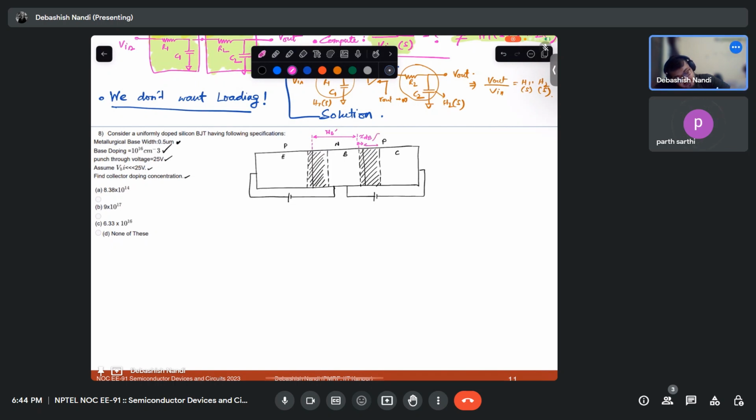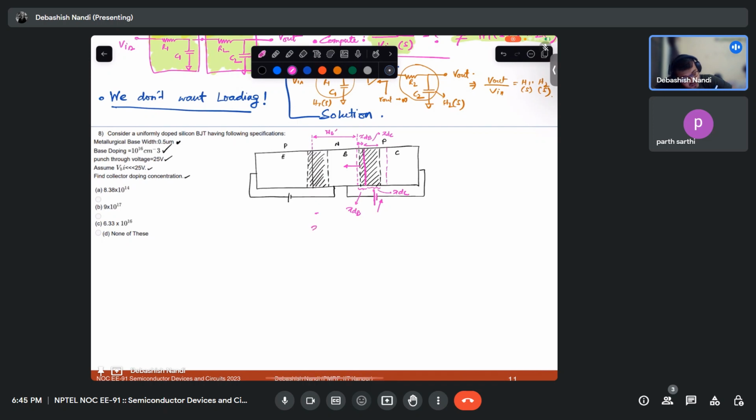Which bias? Reverse bias. At which junction? Base-collector junction. So if we keep increasing this voltage, what will happen? This will try to enlarge, right? Yes, sir. So this will try to push, and there will be a situation when this part is your XDB and this part is XDC.